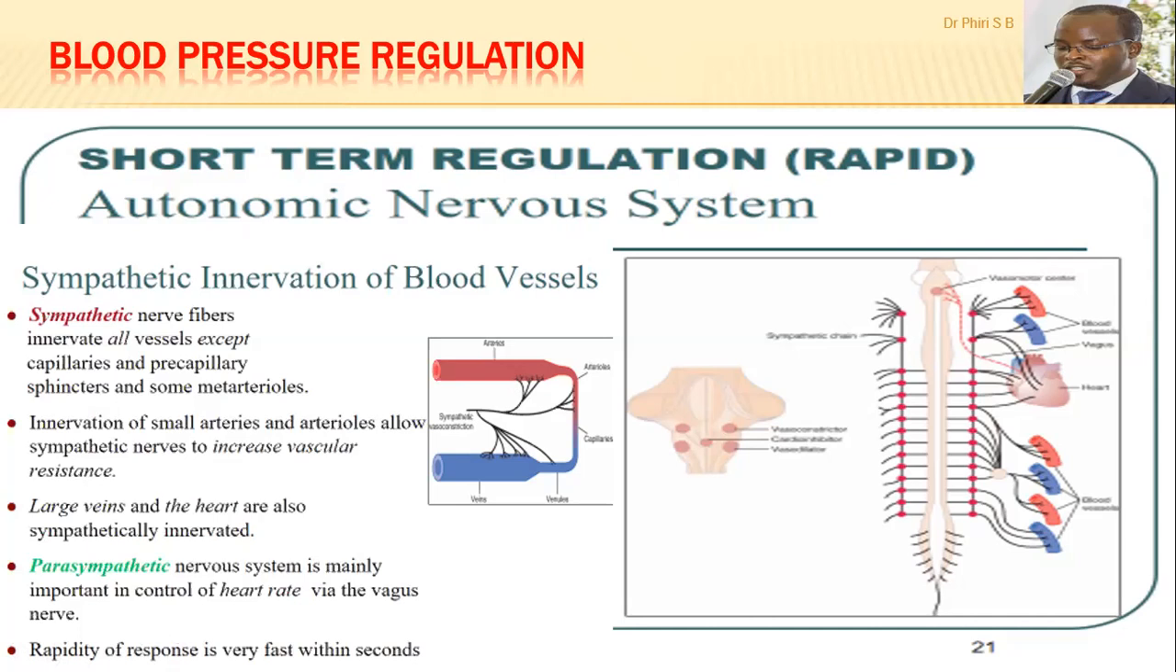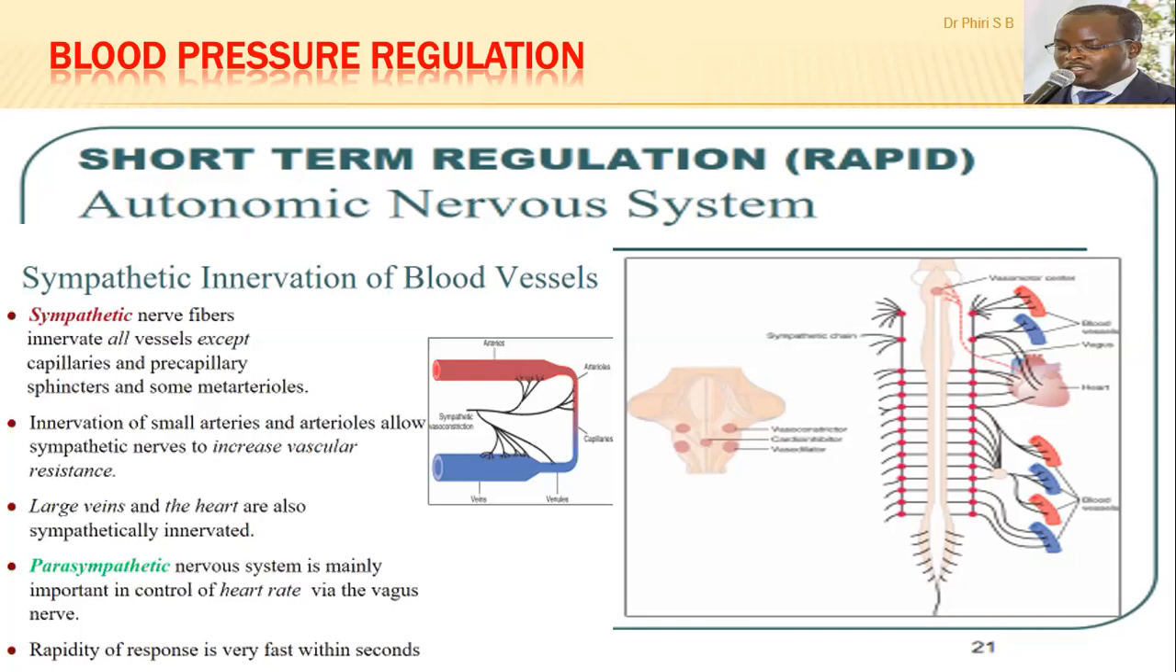Then the parasympathetics mainly innervate the SA node and the AV node. So they are involved in regulating the heart rate via the vagus nerve, cranial nerve number 10. So you find that the autonomic nervous system is involved in rapid regulation of blood pressure. It will be the first mechanism that will kick in to regulate blood pressure before we talk of the autoregulation and also the long-term regulation that will involve hormones.